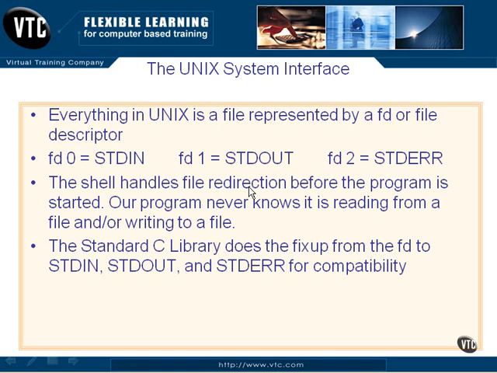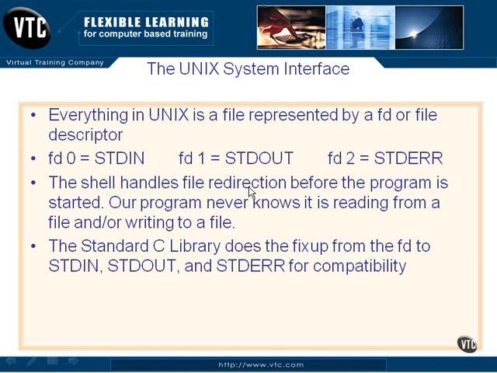Everything in Unix, whether it's a printer, a file, the screen, the keyboard, whatever, is represented by a file. It's treated like a file. It's read from and it's written to, and all of the access control is handled as if the item were a file. All of these devices are represented by file descriptors. The first three of them we already know. FD0 is standard in. FD number 1 is standard out, and FD2 is standard error.